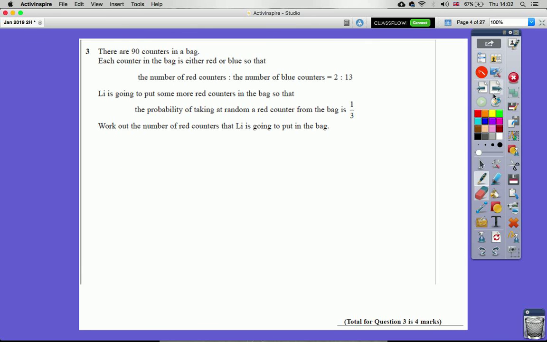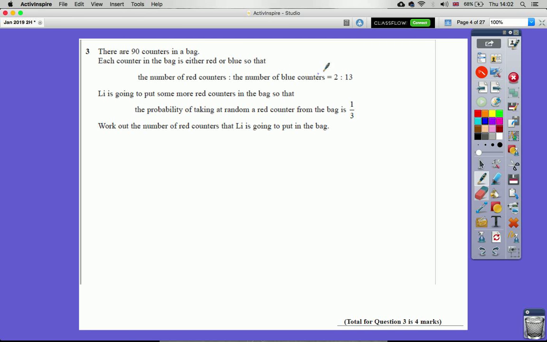Question number 3. There are 90 counters in a bag. Each counter in the bag is either red or blue, so that the number of red counters to the number of blue counters is 2 to 13, I'm sorry. Lee is going to put some more red counters in the bag, so that the probability of taking at random a red counter from the bag is 1/3. Work out the number of red counters that Lee is going to put in the bag.